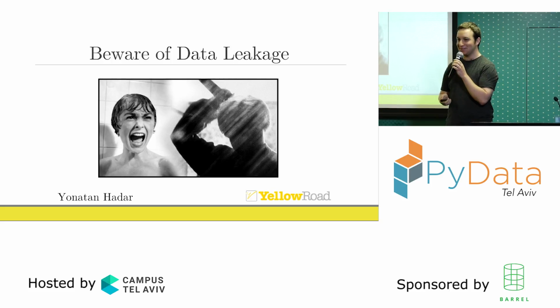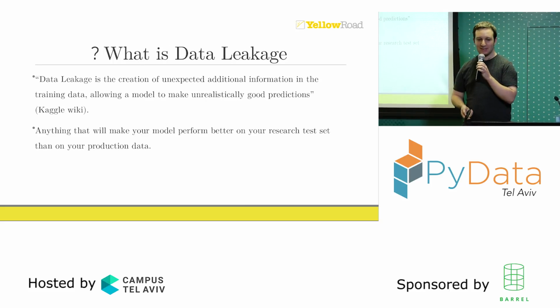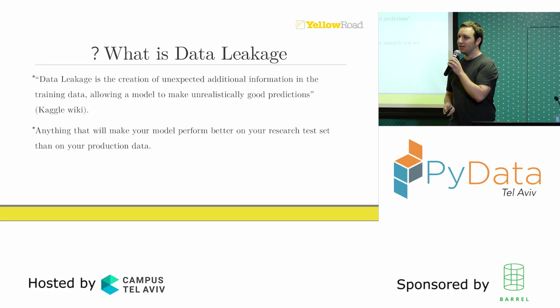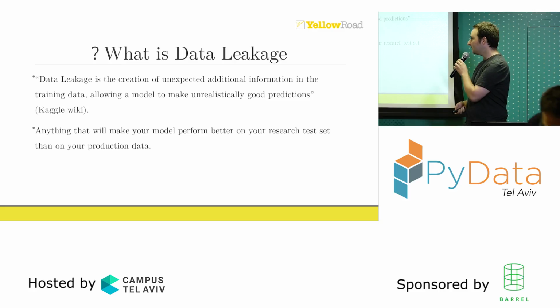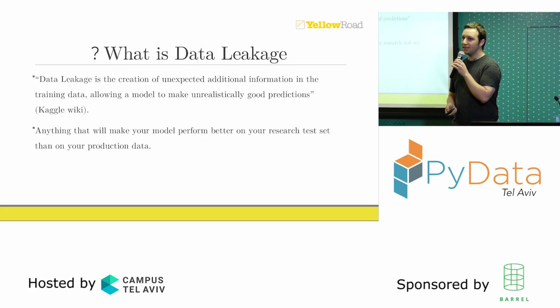Data leakage. So what is data leakage? According to Kaggle, data leakage is the creation of unexpected additional information in the training data, allowing the model to make unrealistically good predictions. Or, in a simpler version, just anything that will make your research performance be better than your production performance.